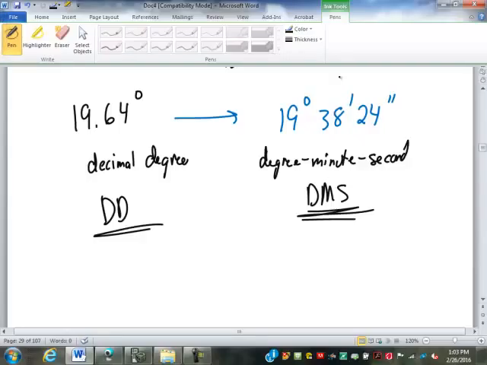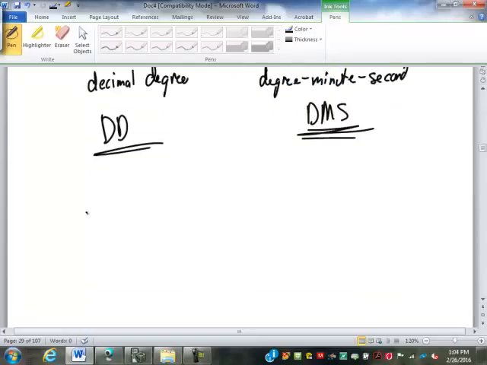So now let's work on this conversion a little bit. Let's say I have 47 degrees. Well, let's do this.